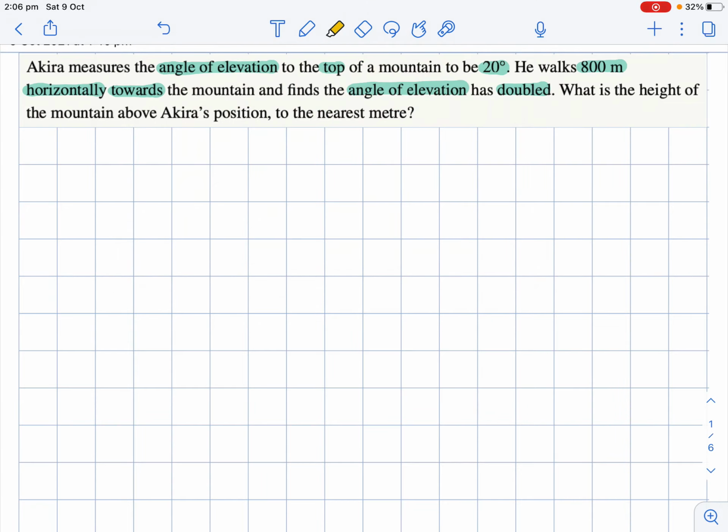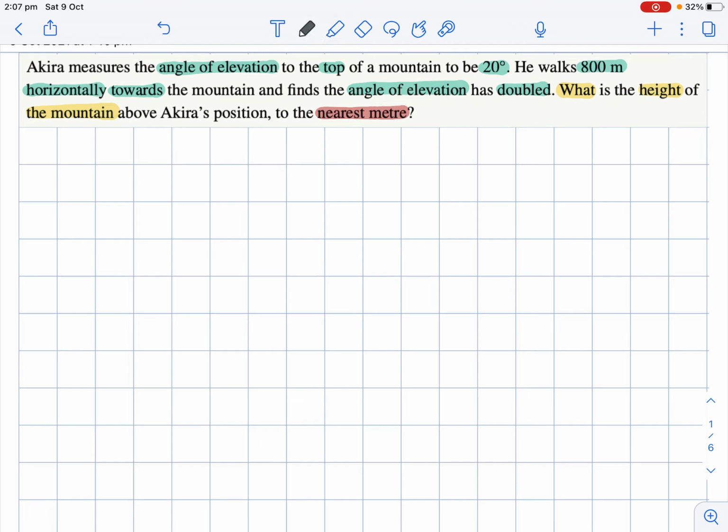Still at the beginning, what I would do next is highlight the key question. So what am I actually being asked to do here? I'm being asked to find what is the height of the mountain. And then the last thing I'll highlight, and I'll do this in a different colour, is to the nearest metre. So that tells me how accurate I have to be. So let's actually start putting those key things together.